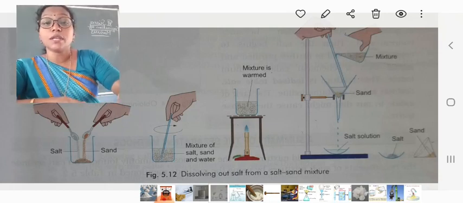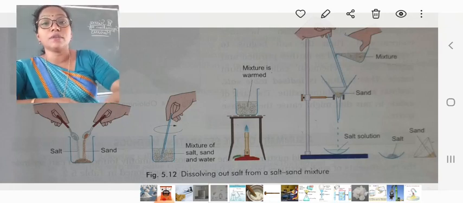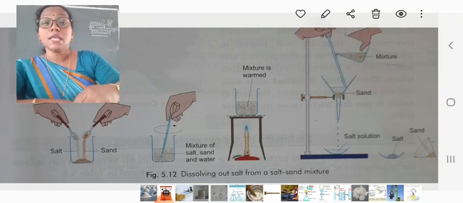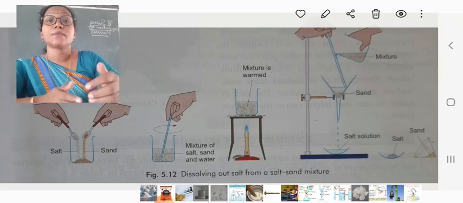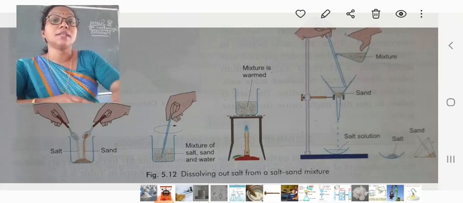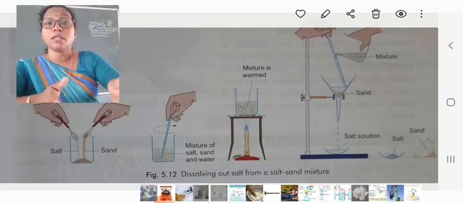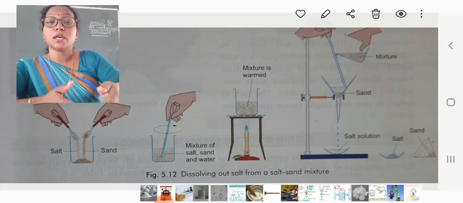And the salt solution that is obtained after the filtration, when it is heated, is changed into salt. The water gets evaporated and we can obtain the crystals of salt. This method is known as dissolution and evaporation. This is the method used when there are impurities, one soluble and the other insoluble, or a solid mixture in which one solid is soluble and another solid is insoluble.